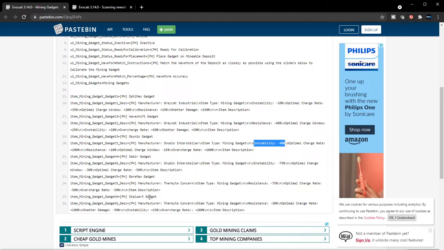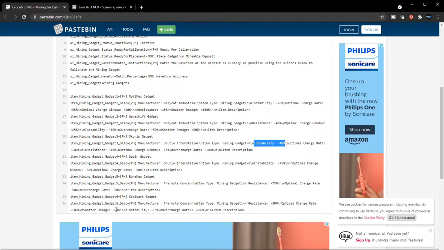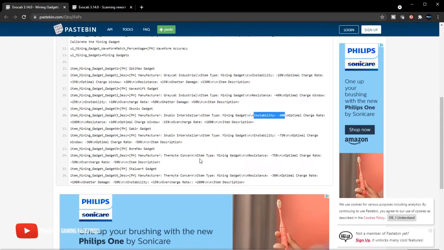And the Stalwart gadget, Thermite Concern. Minus 30% in resistance. Charge rate doubles. Shatter damage reduces to minus 50%. Sorry about that, guys. Overcharge rate is plus 200%. Damn, this one is dangerous. Okay, so that looks like that is it for the mining gadgets.